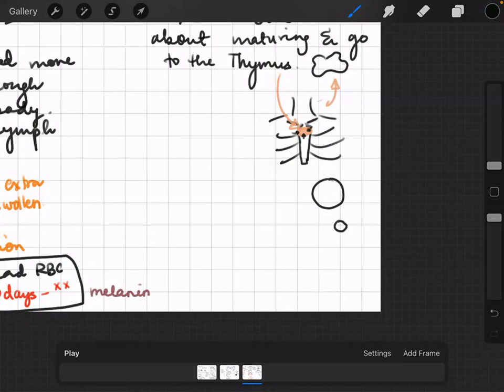Why it happens is something that you don't have in your syllabus right now, but you just need to remember that thymus is an organ that goes on becoming smaller and smaller as you age. By the time you're old, there's a pretty small amount of thymus that remains in your body.